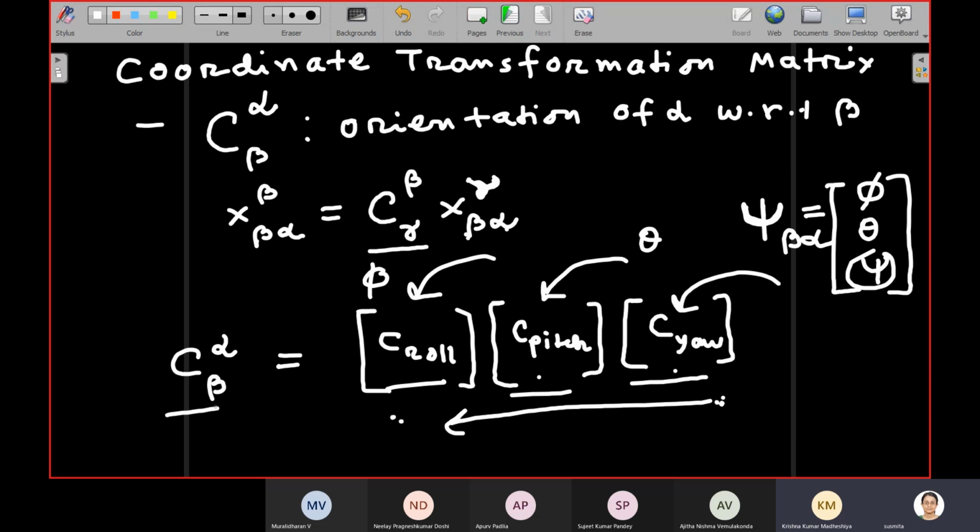Now let's quickly see how this psi rotation can be transformed into a coordinate transformation matrix, and the same thing can be done for pitch and roll, which I leave as an exercise. I'll just do it here for the yaw rotation, and you can find the coordinate transformation matrix for pitch and roll. Okay.